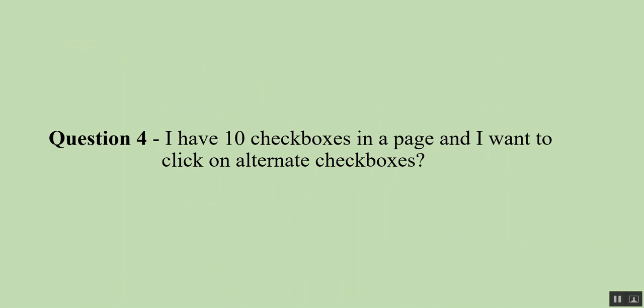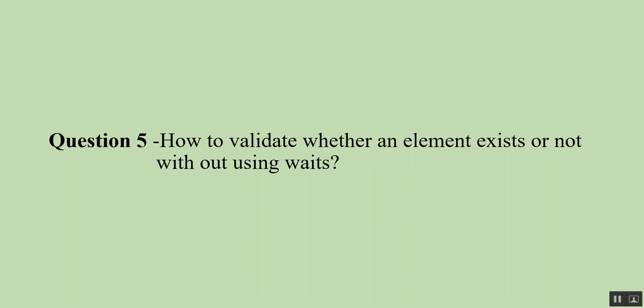Moving on to question 4. I have 10 checkboxes in a page and I want to click on alternate checkboxes. The scenario is like I have 10 checkboxes. If I click on the first one, then I want to click on the third checkbox, then the fifth checkbox, then the seventh checkbox and the ninth checkbox. So that's it.